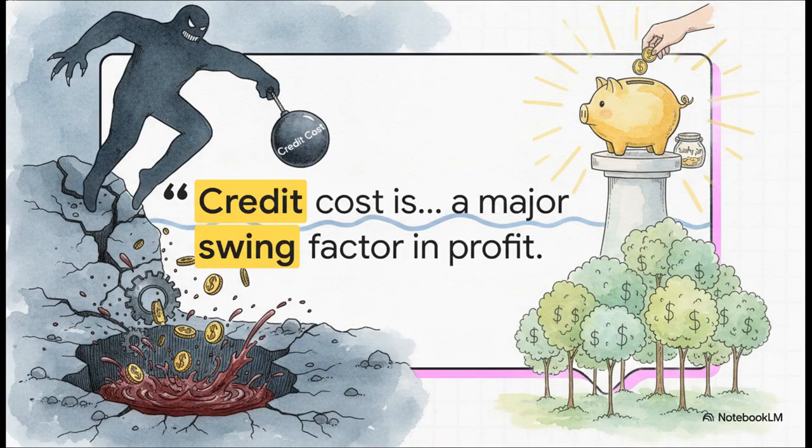This is exactly why credit cost is the true swing factor in this industry. It holds the power to single-handedly crush a bank's reported net profit if the loan book goes sour, or conversely, to artificially inflate the reported net profit if the bank suddenly decides, hey, we don't need to put quite as many coins in the safety jar this year.